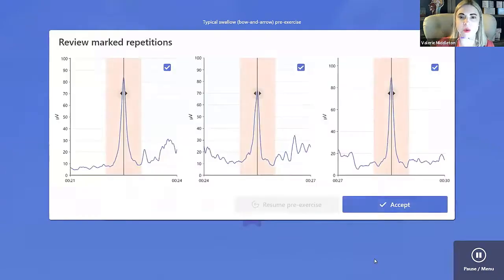Okay, so then the system is going to stop for me and I could move if I was maybe not on this peak. If I missed it, I can certainly move my arrows, but I was on at this time. I could also uncheck if I was not happy with a specific repetition and just use the 2 that I like or go back in and resume pre-exercise to get a 3rd. So now I'm going to move over to our virtual reality animation for our swallow exercise.